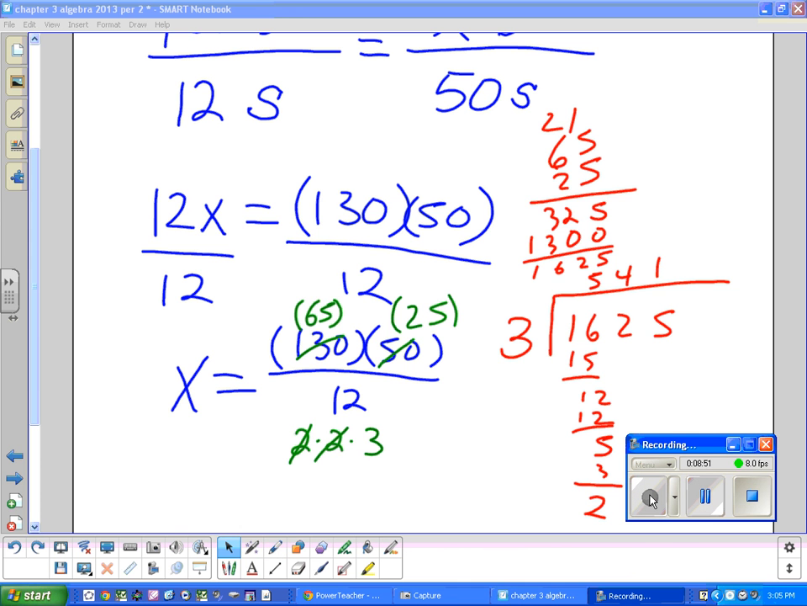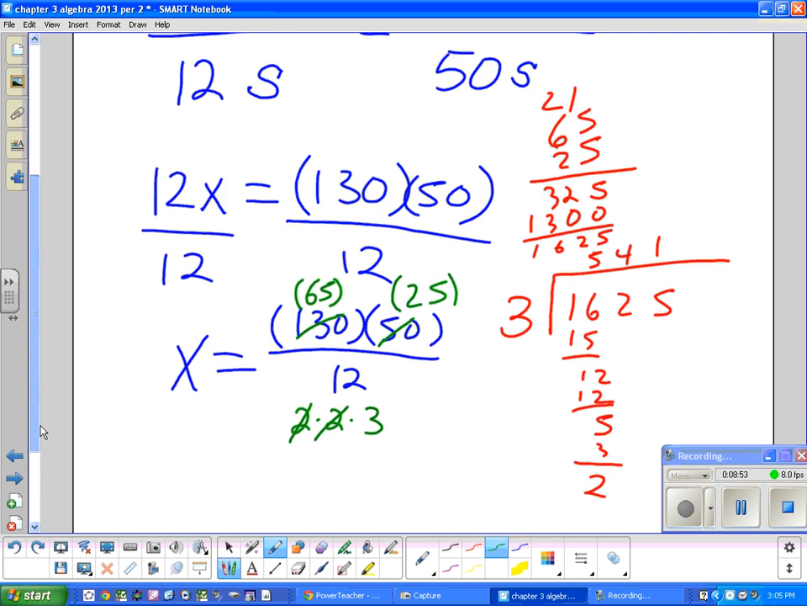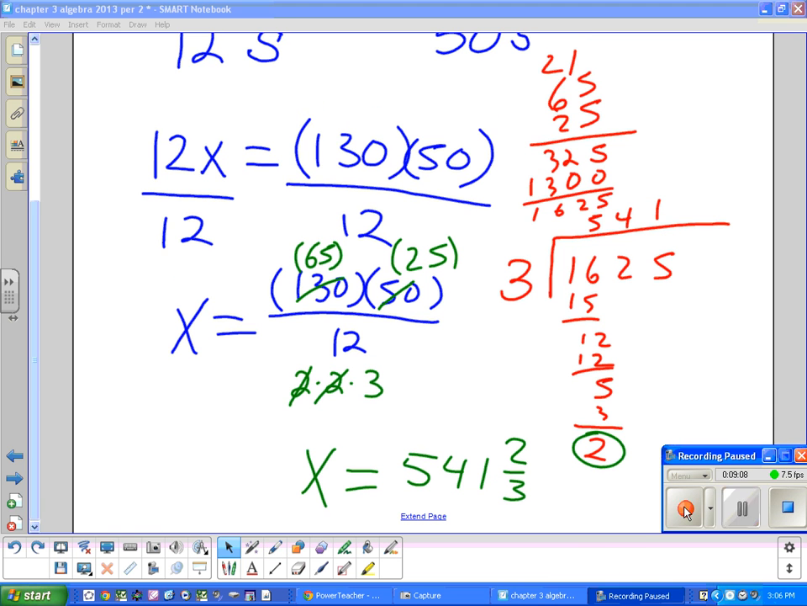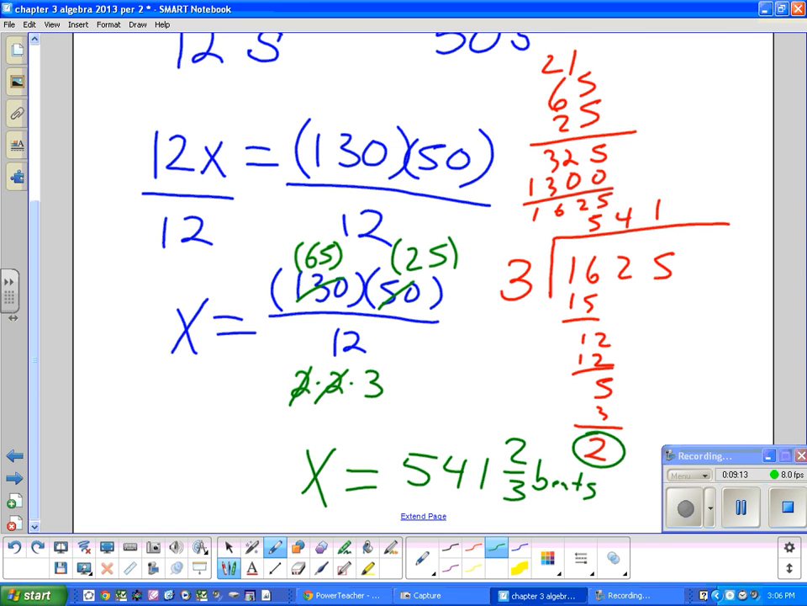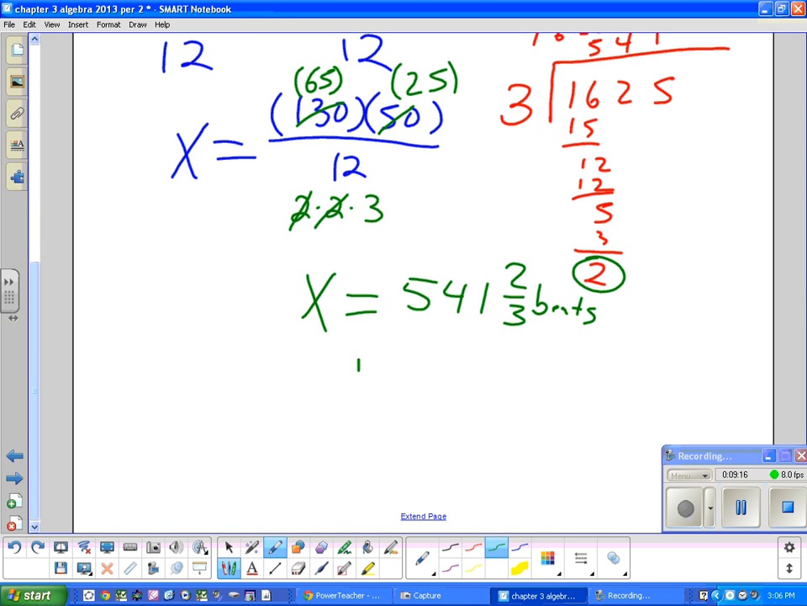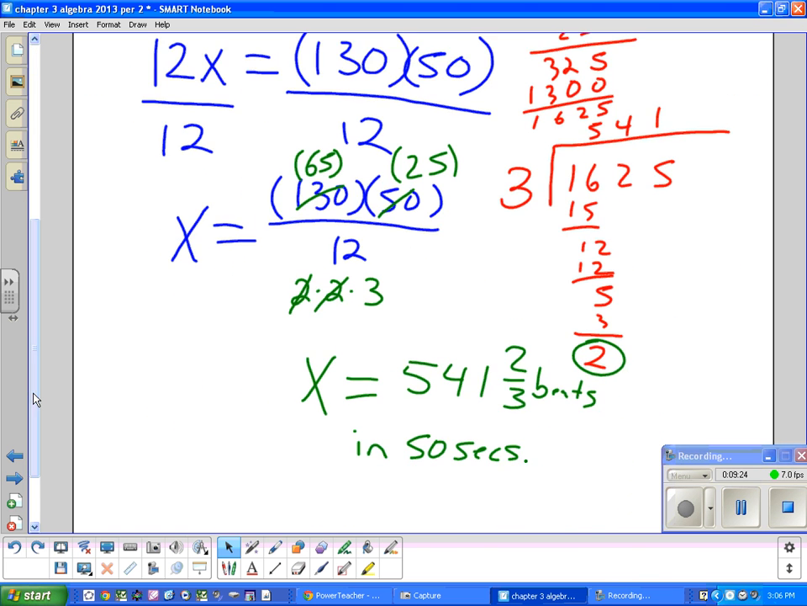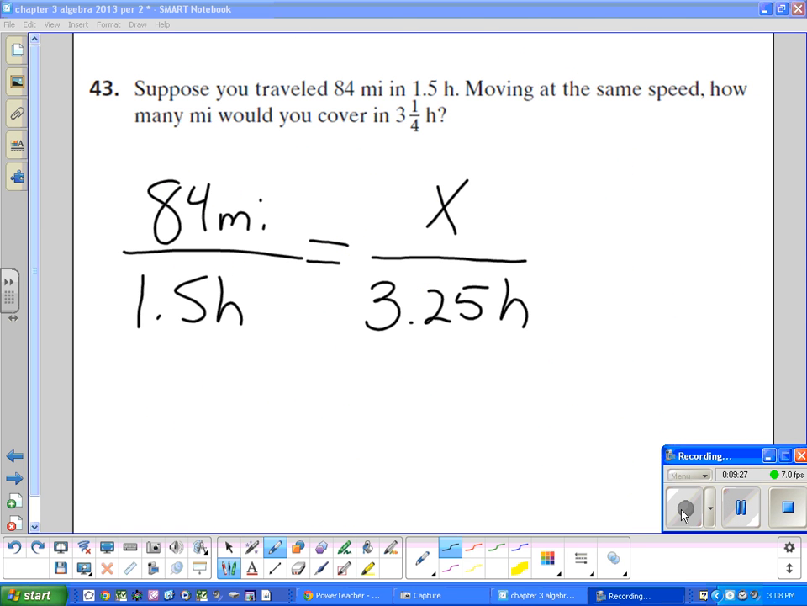So when we actually do the division here and do it correctly, sorry about that, I got a couple interruptions, so I messed up on my division here. I got 541 and a remainder of 2, so 2/3. I believe that's, yeah, it's 541 and 2/3 beats per 50 seconds. I believe it was for 50 seconds. Yes, that is correct.